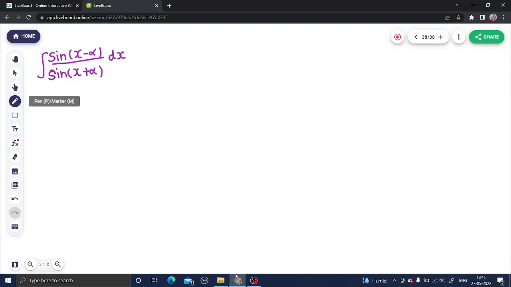Let's see a question from integration. We need to integrate sine of x minus alpha divided by sine of x plus alpha. So this is a very easy problem.